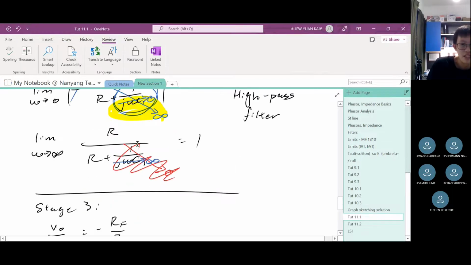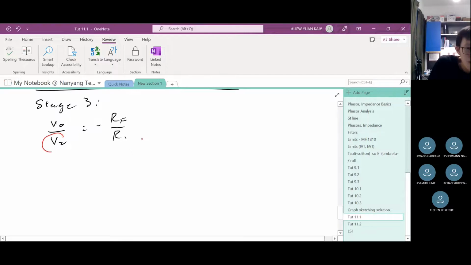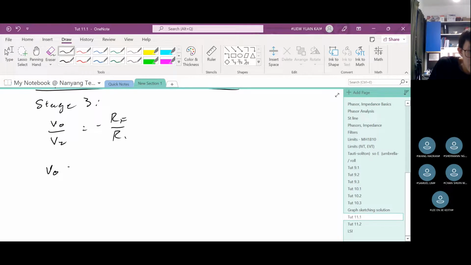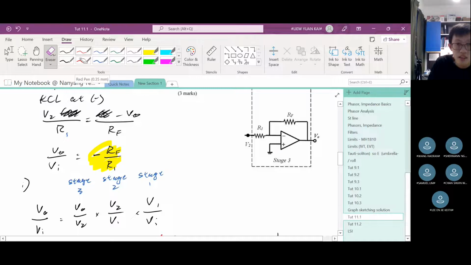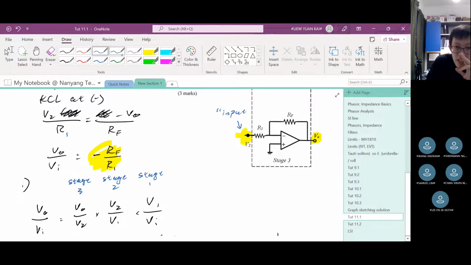Now, let me rearrange this equation first. So V2, I will move it to the right. Okay? So what will I get? V out is equal to negative RF over R1 times V2. Correct? Why do I move it like that? When you look at stage 3, okay, let me go back to a picture of stage 3. When you look at stage 3, the individual gain of stage 3 is given by V out over V2. And V2 is the input, it's considered the input for stage 3. And V out is of course the output, right?